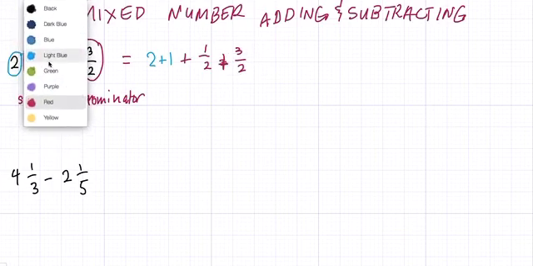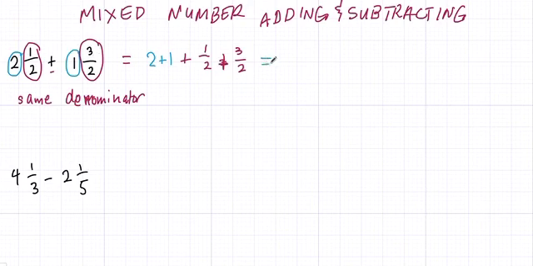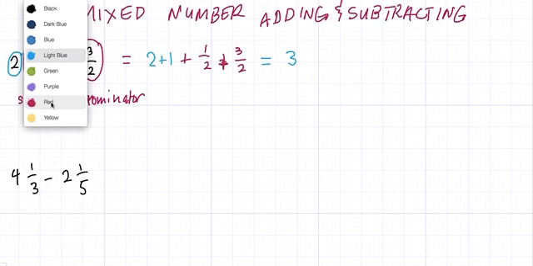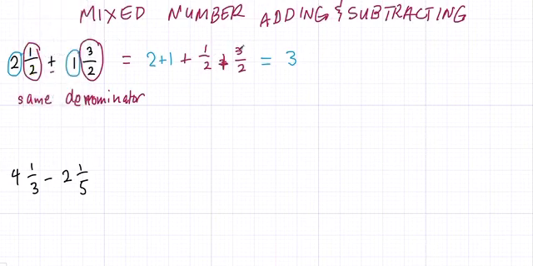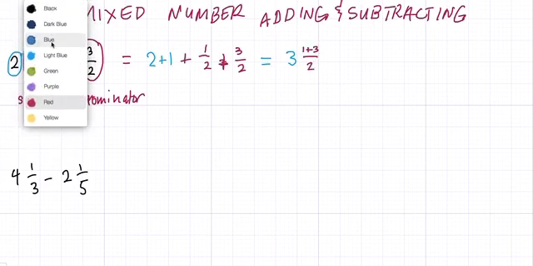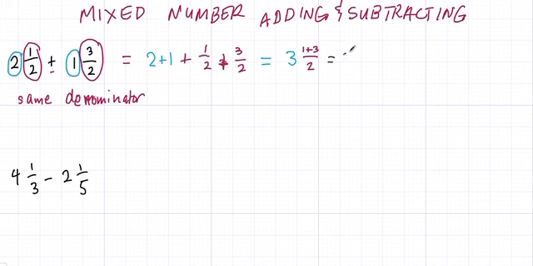So we've got our whole number part in blue. So I'm going to write that answer down for that part. That's 3. And in red, I've got my fraction part. 1 plus 3, which is going to be 4 over 2. I'm just going to write this all in one colour now. So I'm going to have 3 and 4 over 2.